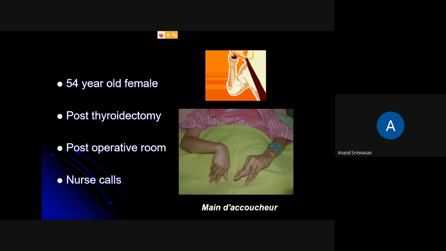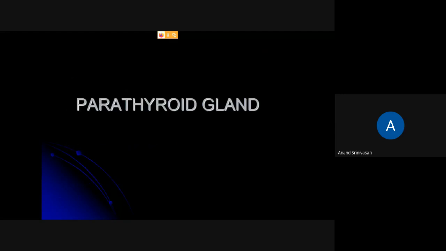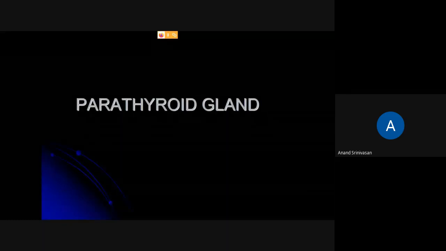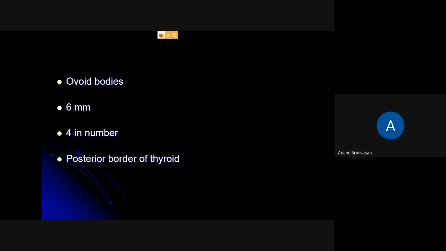So why does this occur in a post-thyroidectomy person? After thyroid removal, why does this occur? It is because of the parathyroid gland. There is another gland within the thyroid gland, called the parathyroid gland. These are very tiny structures; the size is only around 6 millimeters.